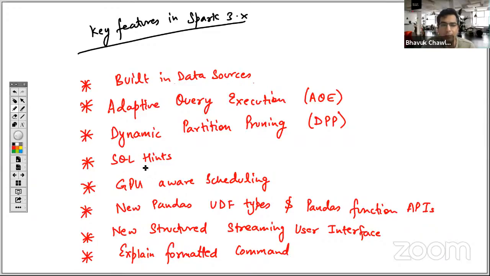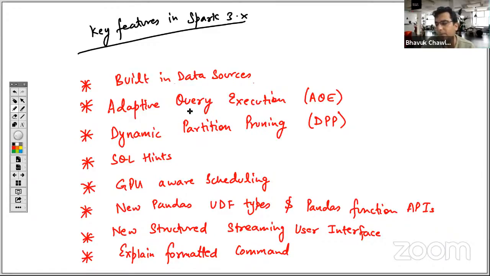And then SQL hints have been added. So now you can give hints like you want a sort merge join, or maybe a shuffle hash join. So you can actually give hints to the query. That is another thing. And then GPU-aware scheduling, that I just mentioned about Project Hydrogen. Here, Spark can leverage GPUs, and then there are other things like Pandas UDFs and the new structured streaming user interface, which helps us to monitor our structured streaming jobs in a very nice manner. And then the explain command has been formatted for better readability.